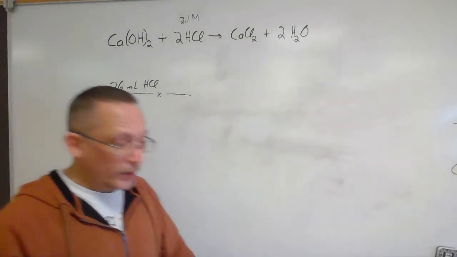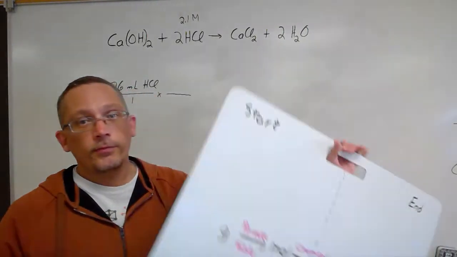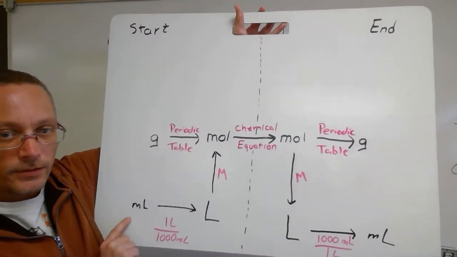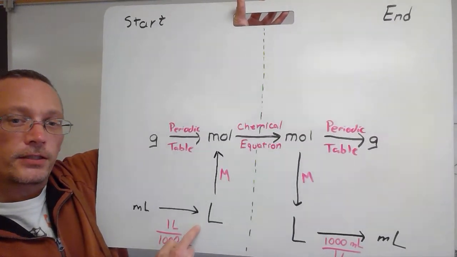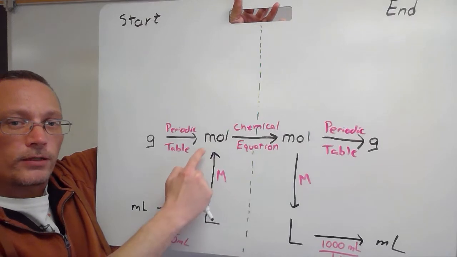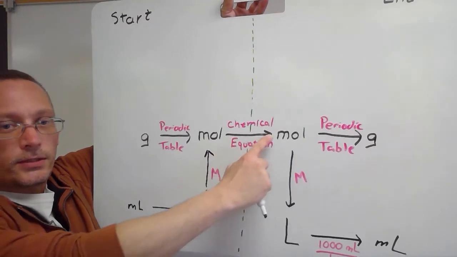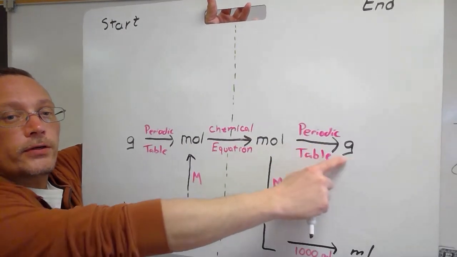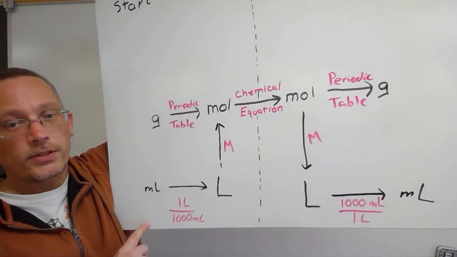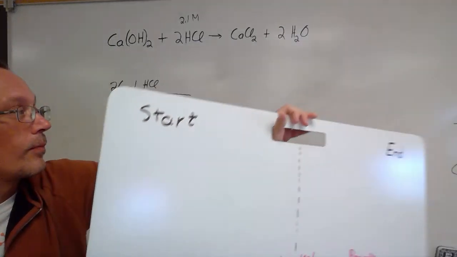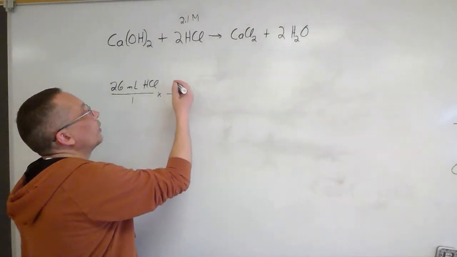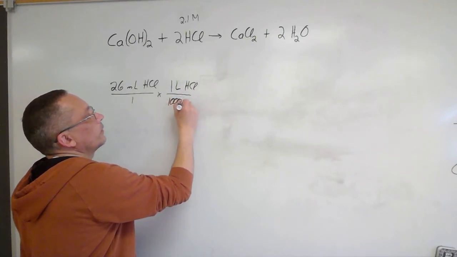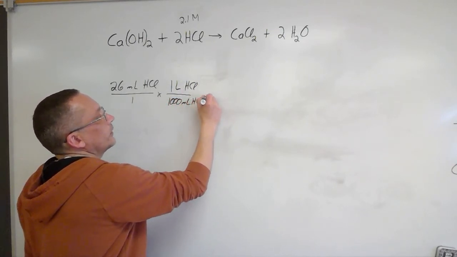Okay, let's plan where we're going here. So the question gave me milliliters to start with. So I'm going to start right here on the starting side. Here's milliliters. I'm going to use my conversion factor to get to liters. I'm going to use that molarity to go to moles, the chemical equation to get moles of the other substance, and then the question asked me for grams. So from there, I'll use the periodic table to get grams. So my first step here is to use that conversion factor. So I will put here on the top 1 liter of HCl, and on the bottom 1,000 milliliters of HCl.